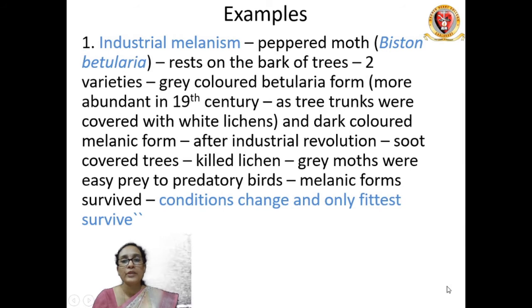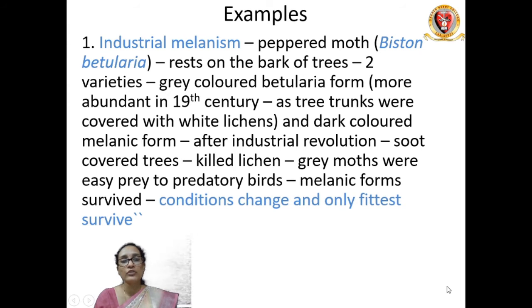Now, let us look at some examples of situations where Darwin's theory could explain how evolution happened. First, we look into industrial melanism. Now, there is this moth called Biston betularia, which is a peppered moth.